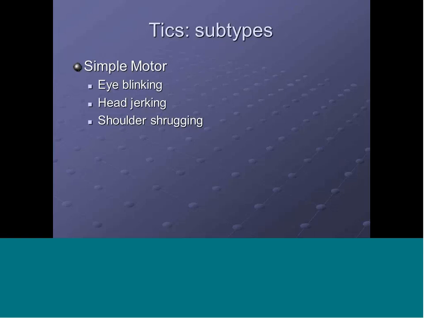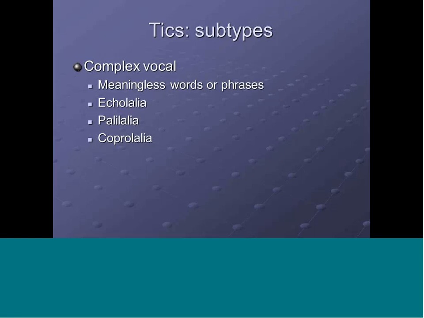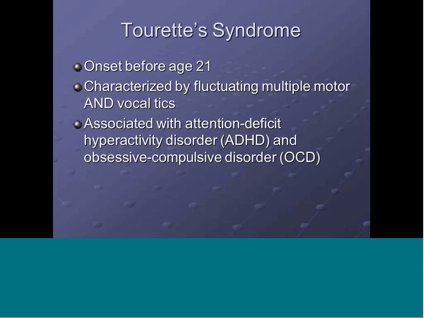Simple tics include eye blinking, head jerking, shoulder shrugs. Complex include clapping, kicking, touching, echopraxia. Simple vocal tics include throat clearing, sniffing, barking noise, whistling. Complex vocal includes meaningless words or phrases, echolalia, or just repetition of what others are saying, palilalia, or repeating whatever they say themselves, they just keep repeating that, or coprolalia, which is repetition of foul language.